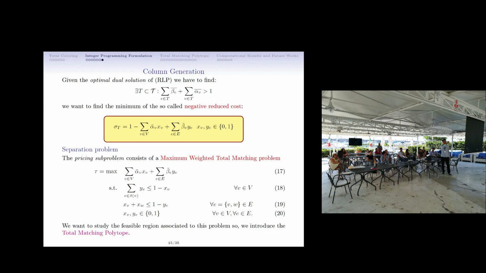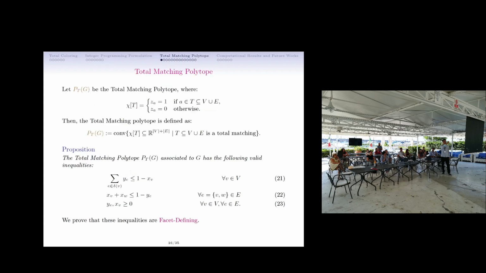Whenever tau is greater than 1, we have the optimal value where we have to add a new total matching in that problem. And those are valid inequalities for the total matching polytope, since for all the edges at the vertex v we can take at most one of the elements, and for every edge with endpoints v and w, we can take at most one of the elements. So we want to study the feasible region of this polytope, which we will call the total matching polytope.